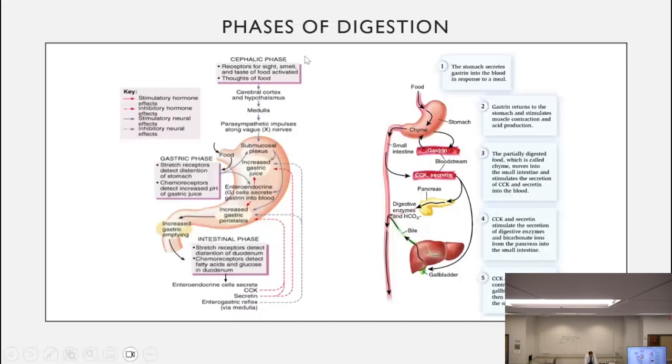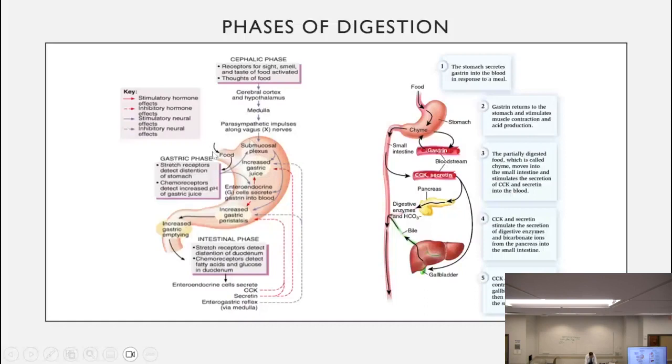So here we have the cephalic phase. Receptors for smell, sight, taste, thoughts stimulate the brain cortex and hypothalamus, and signals travel down the brainstem. We're going to have the signals going through the vagus nerve, parasympathetic impulses that will stimulate the enteric nervous system at different levels.